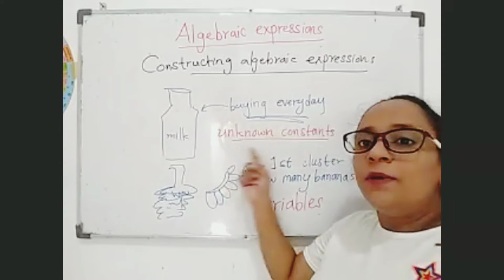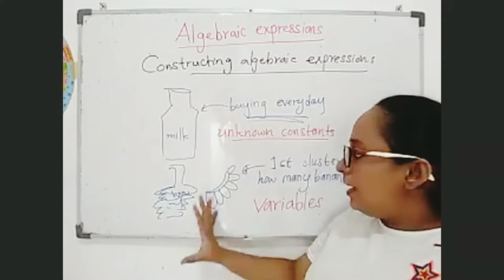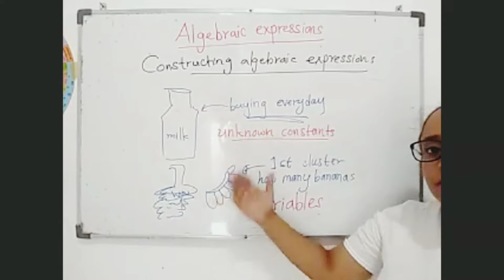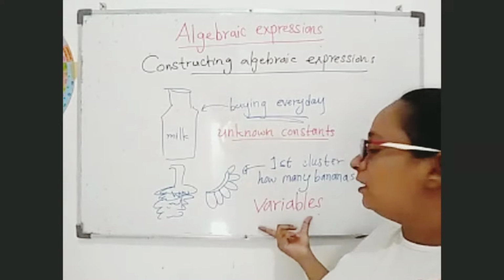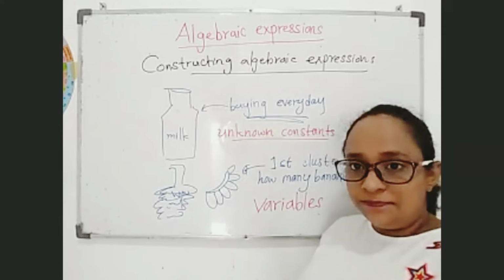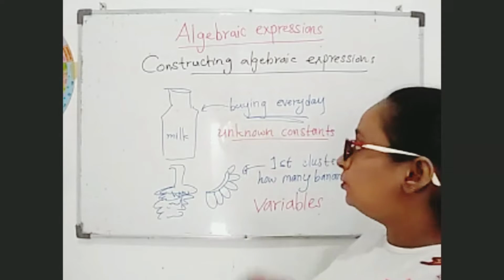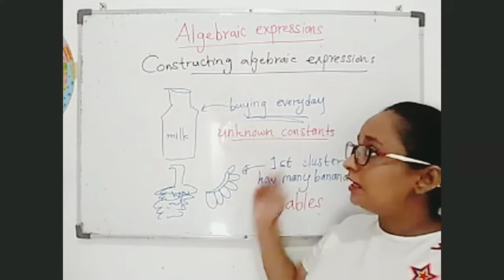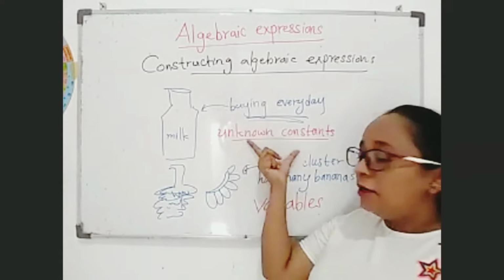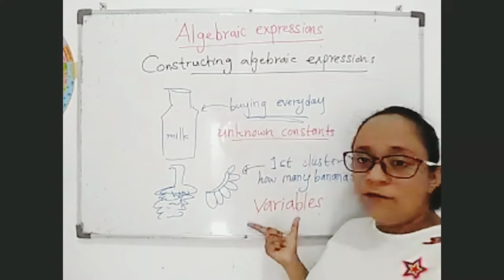So it becomes unknown constant, and this doesn't change because it keeps on changing. We call it as a variable. So this is the basic thing you have to learn when you are constructing algebraic expressions: unknown constants and variables.